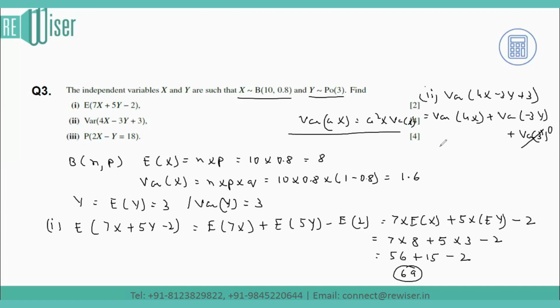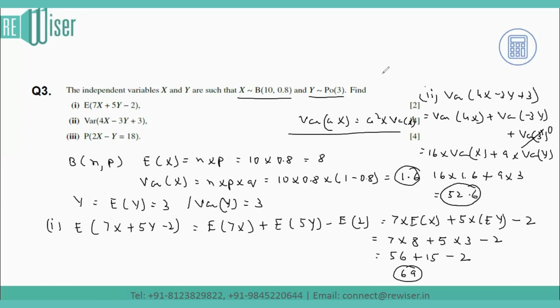Here the value of a is 4, so that is 4 squared, which is 16, into variance of x, plus minus 3 whole squared, which is 9, into variance of y. The variance of a constant is already 0. So 16 into 1.6, which is the variance of x that we have already found, plus 9 into the variance of y, which is 3 because it's a Poisson distribution. So the final answer for this part is 52.6.